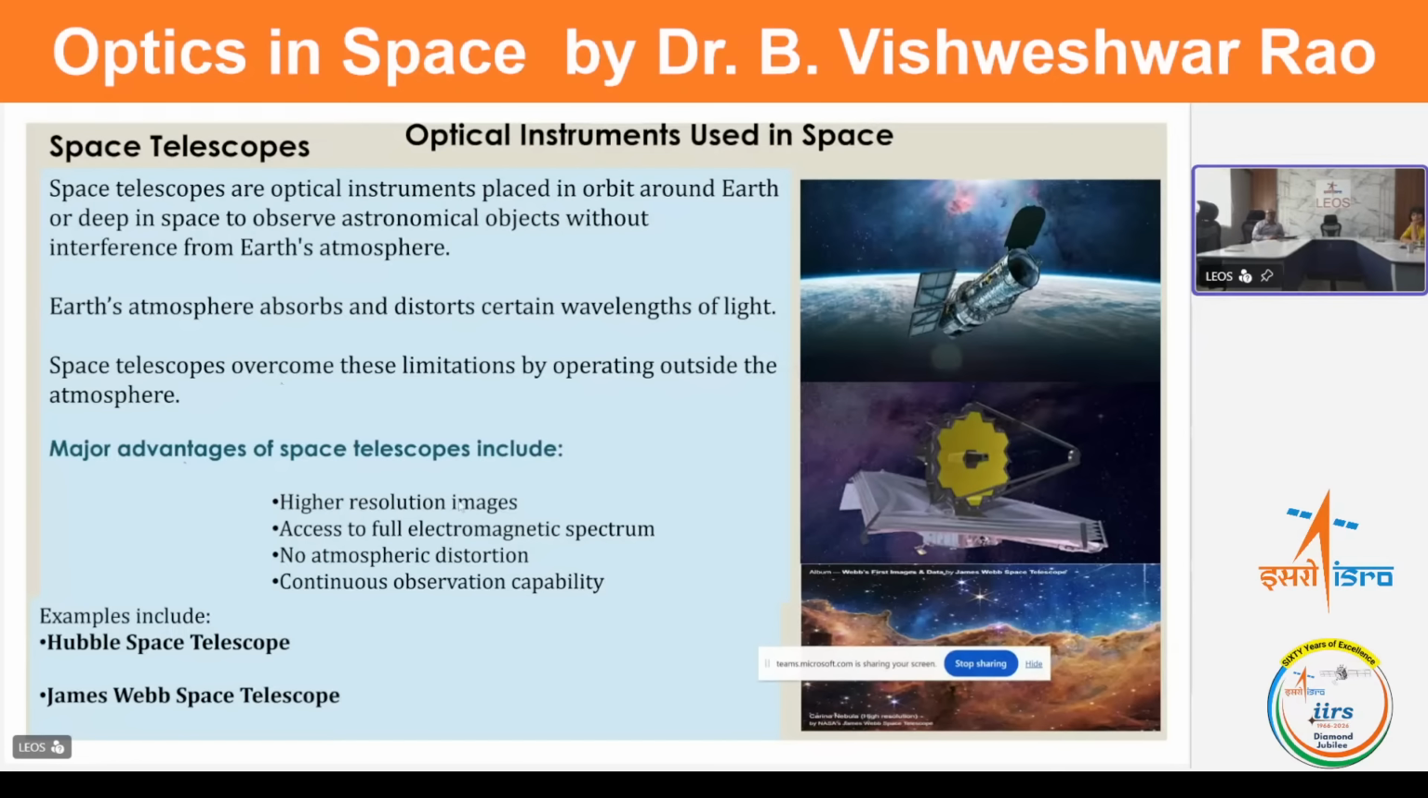We can have very good high-resolution images and continuous observation capability, and we can access the full electromagnetic spectrum, like imaging from UV to far IR. Better examples are the Hubble Space Telescope and the James Webb Telescope, where we can see the first image of the James Webb telescope, which showed galaxies and other stars clearly. This is the Hubble Space Telescope, which was launched almost 30 to 40 years back.